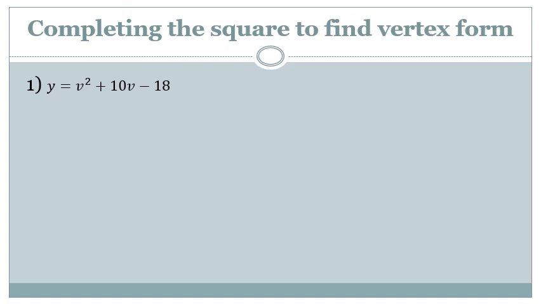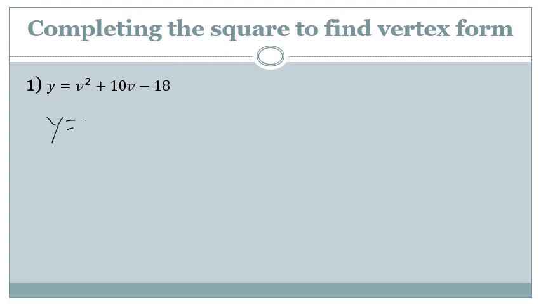Okay, so today, completing the square to find vertex form. We have this equation here. It's in standard form, v squared plus 10v minus 18, and we want to complete the square to find vertex form. I showed you guys this once before, and we're going to do more practice on it now.